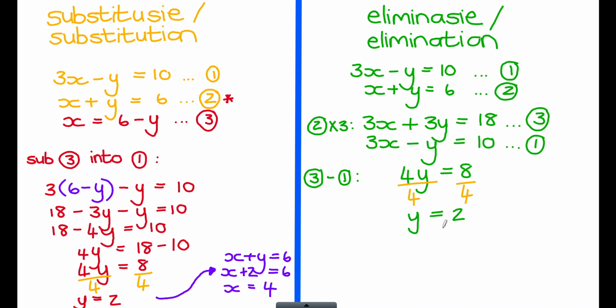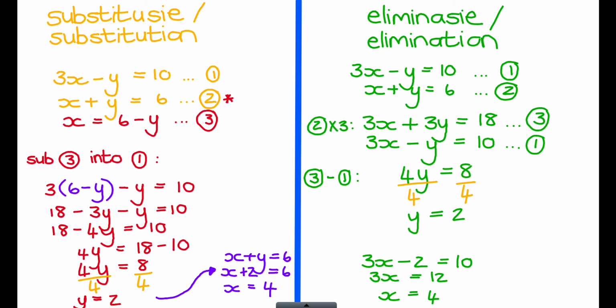Okay, and again, to get the x value, I'm going to go and substitute that into any of them. So just for fun, let's substitute it into equation 1. So equation 1 was 3x minus, and then it was minus y, but instead of y, I'm now going to use 2 is equal to 10. So dan gaan jy 3x is gelyk aan 12. Now deel ons albei deur 3, so x will be 4. Okay, right, so that's an example of substitution and elimination.